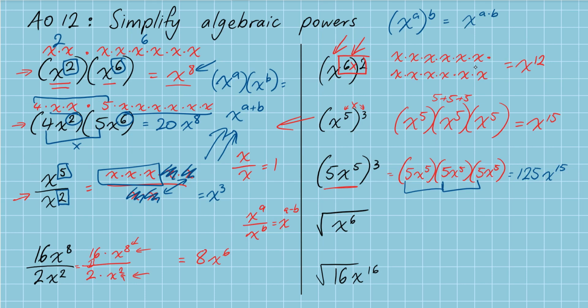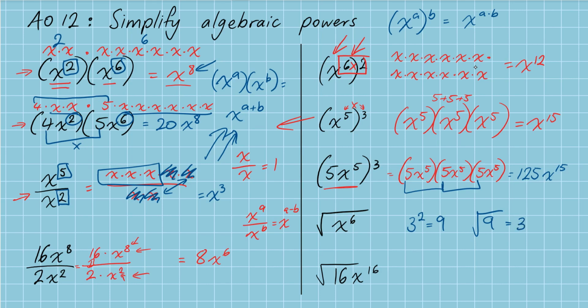Last but not least, square roots. Now, let's just clarify and make sure we understand what this means. The square root is the opposite of squaring. So, as an example, if 3 squared equals 9, well then the square root of 9 is 3.